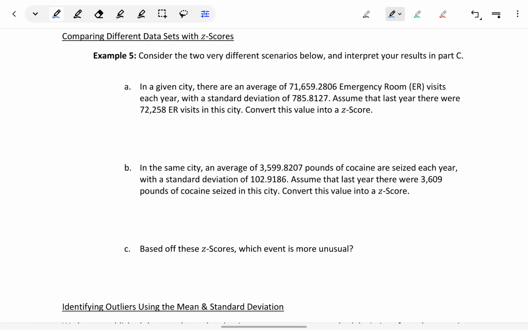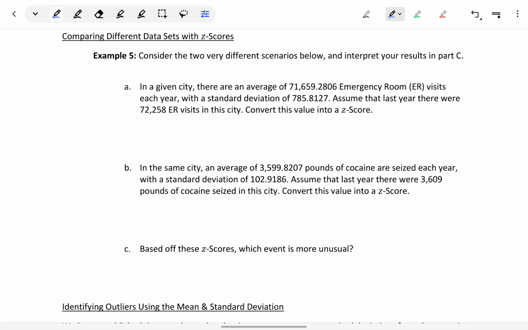In part A, in a given city, there are an average of 71,659.2806 ER visits each year, with a standard deviation of 785.8127. Assume that last year there were 72,258 ER visits in this city. Convert this value into a z-score.